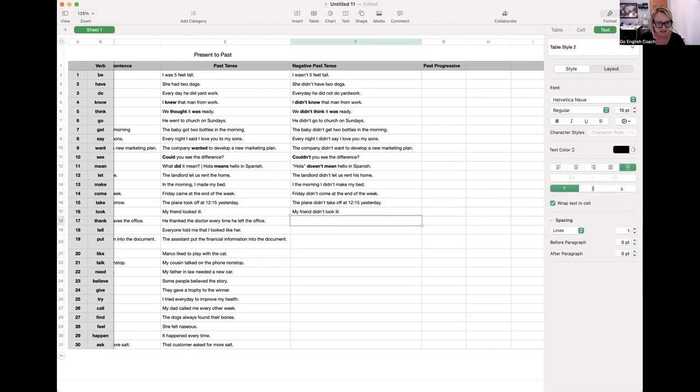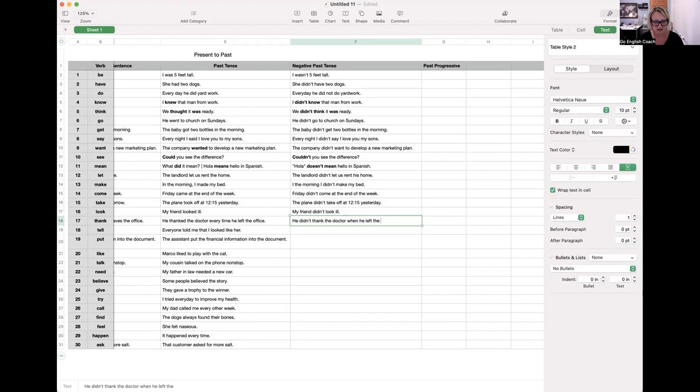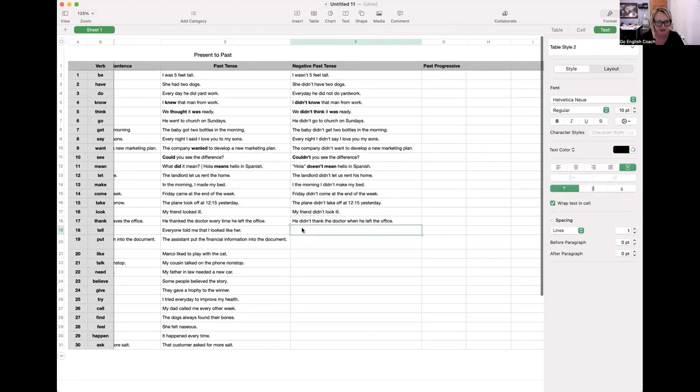He thanked the doctor every time he left the office. He didn't thank the doctor when he left the office. So you can see I changed the sentence a little bit, because if I say he didn't thank the doctor every time he left the office, I mean, you can, but it just kind of feels a little more natural if I say he didn't thank the doctor when he left the office. Okay. Everyone told me that I looked like her.